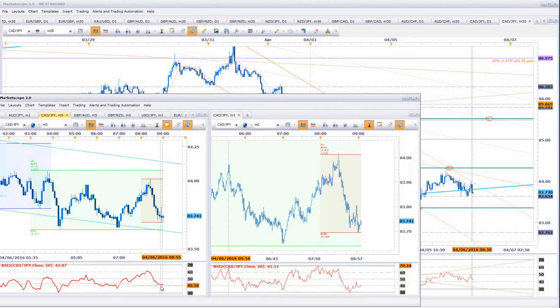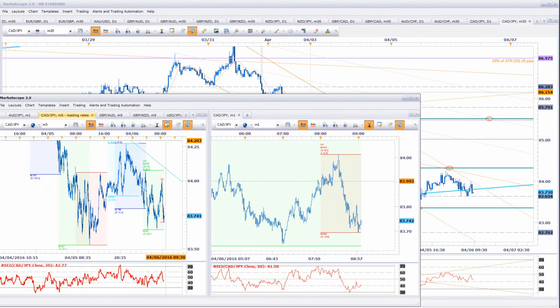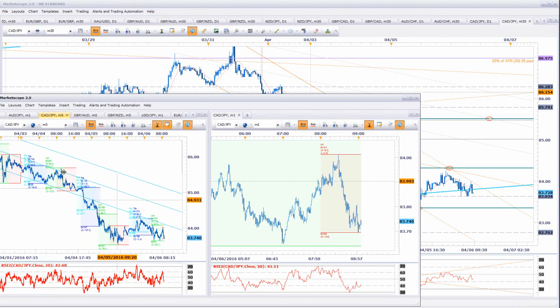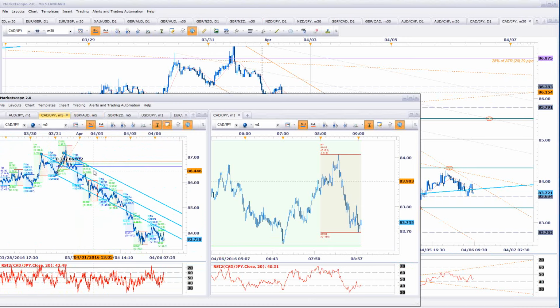I do like the fact that momentum is turning ahead of 50 here. I'd possibly be looking for another spike lower and then a rebound here to get back on the long side for CAD yen. Again, ultimately, we'd be looking to sell that.